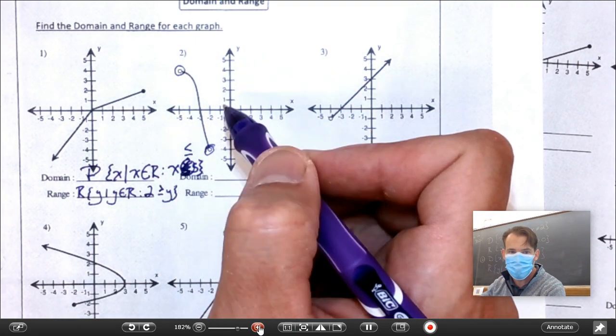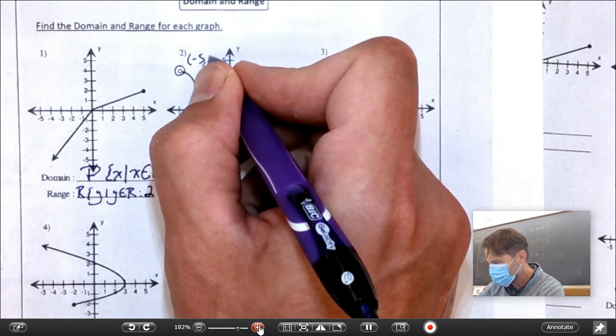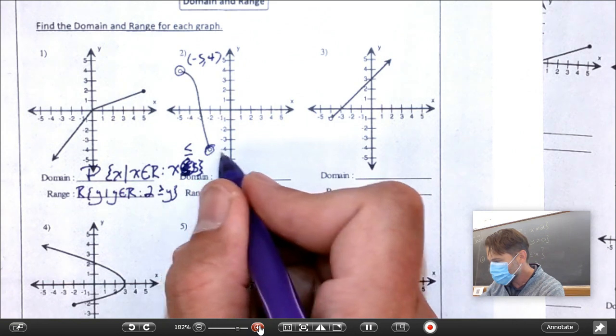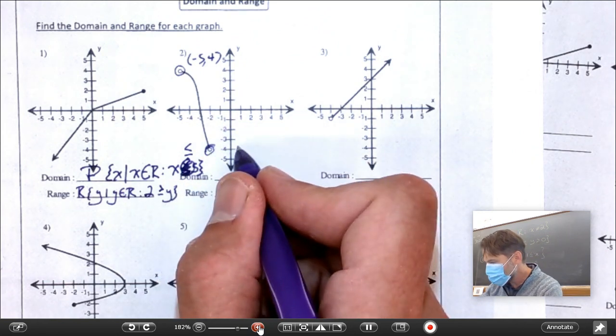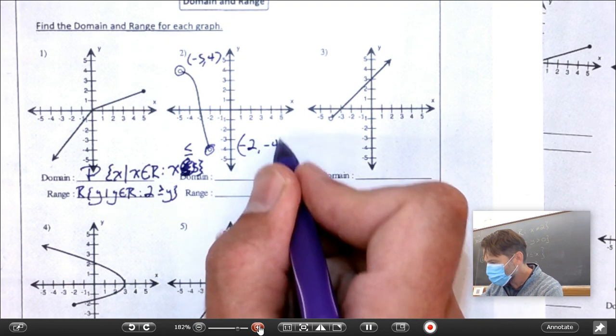That looks like the point negative 5, 4. So write that point down if that helps you. Negative 5 in the x, 4 in the y. And over here, this is negative 2 in the x and negative 4 in the y.